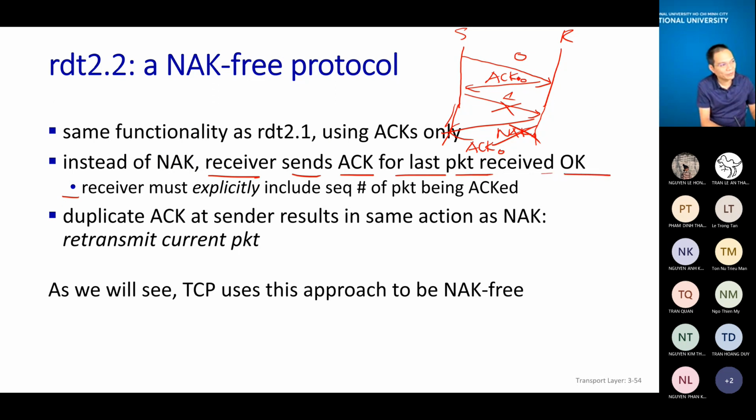So what happened when this one? The sender received ACK 0 again. So it means that there's some problem with the packet 1 I just received. So I need to deal with this problem. The packet has a problem, so the receiver only received 0. We need to deal with something with packet 1.